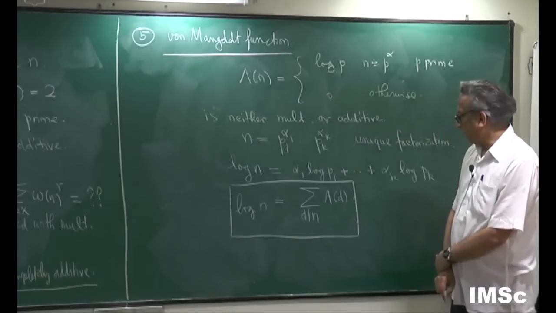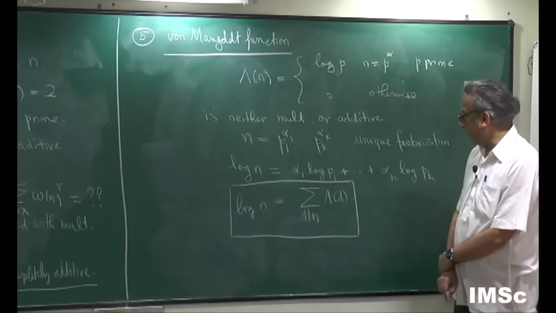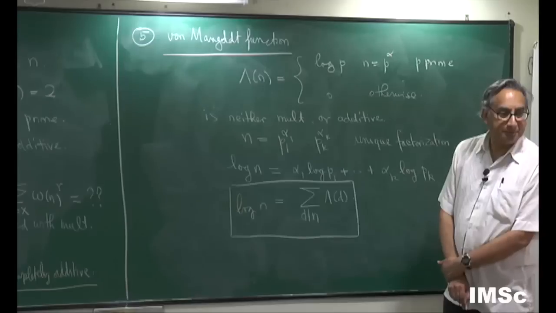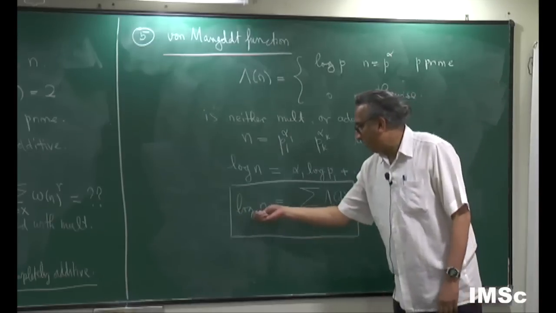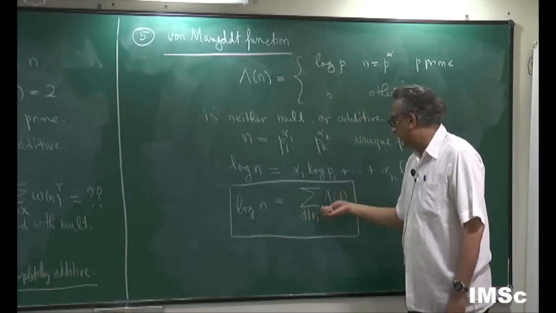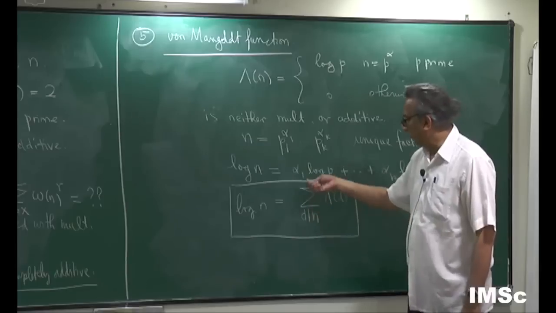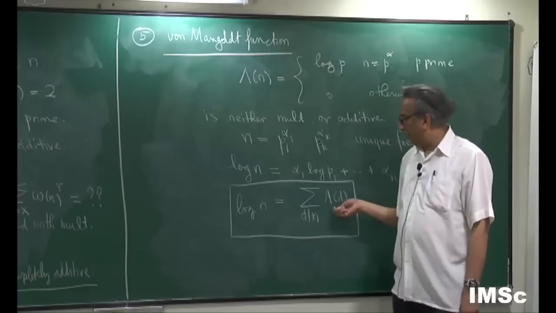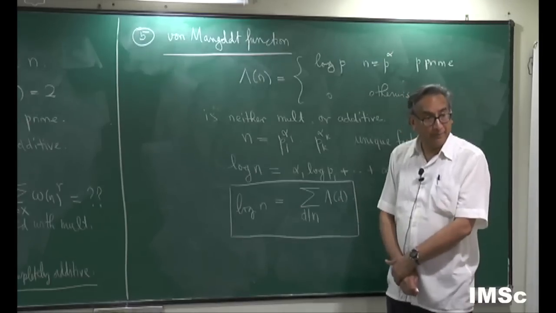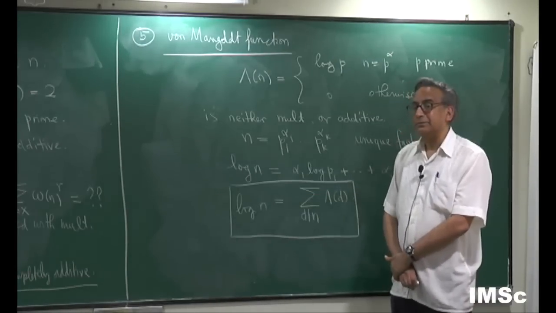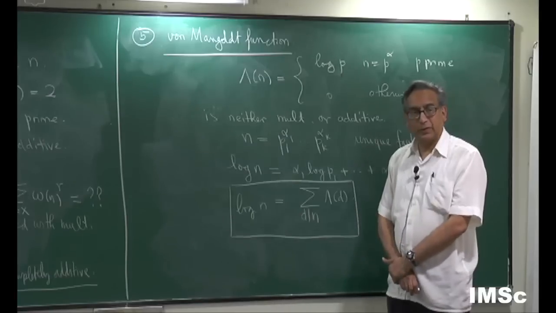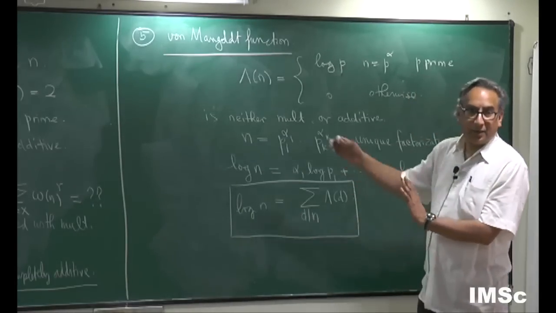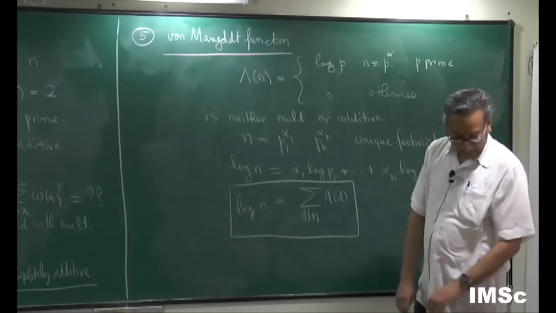is tantamount to writing a function as a Fourier transform or something like that. So you're writing log n as a summation over d dividing n of some function. If you think in terms of integration, this is analogous to some sort of transform of log n. And this point of view will be useful in general in trying to understand asymptotics of summatory functions, as we'll see in a second.